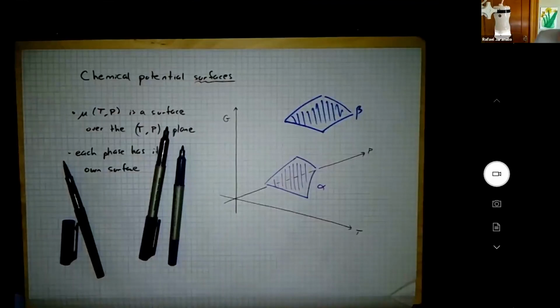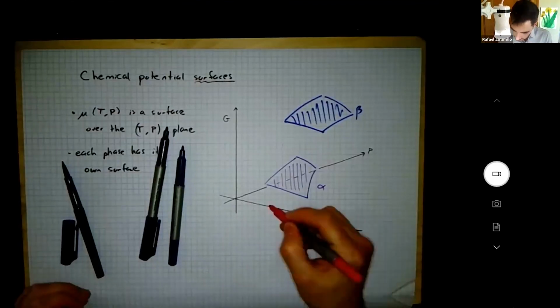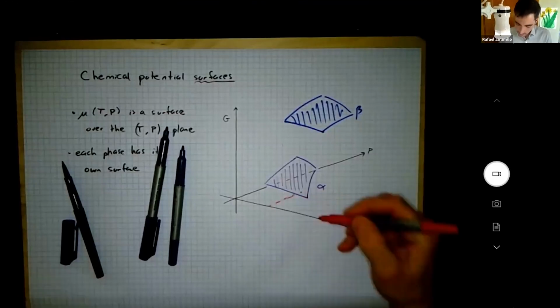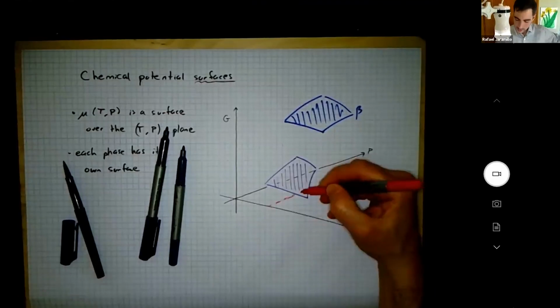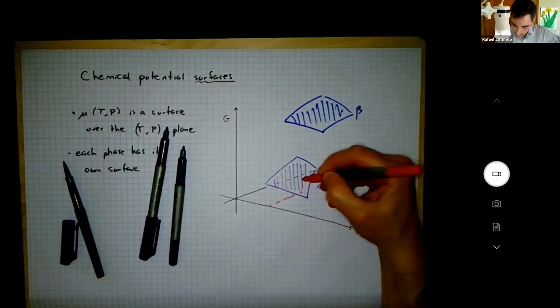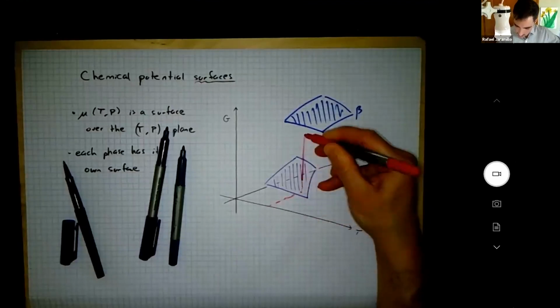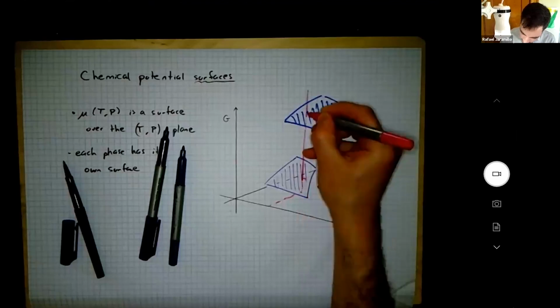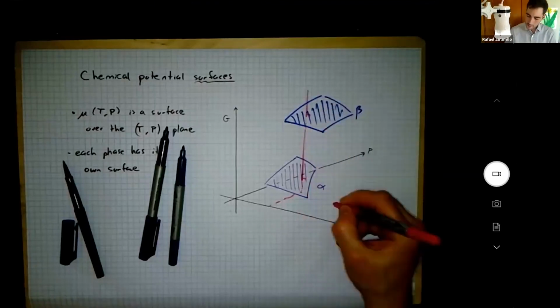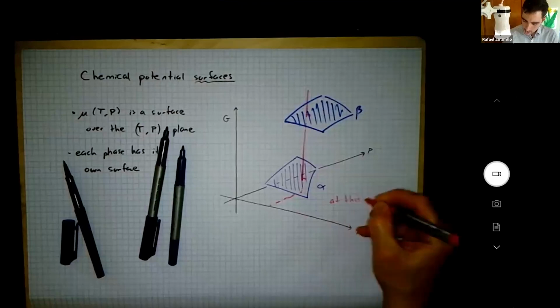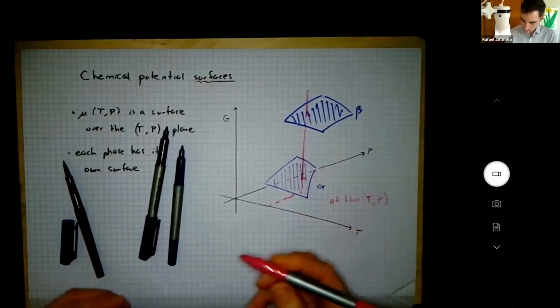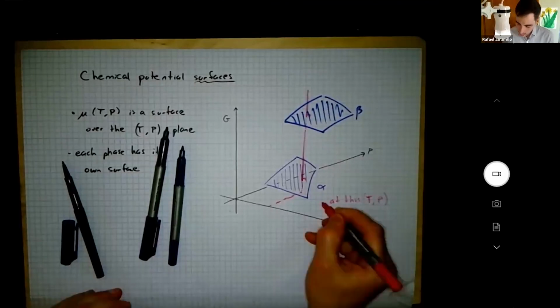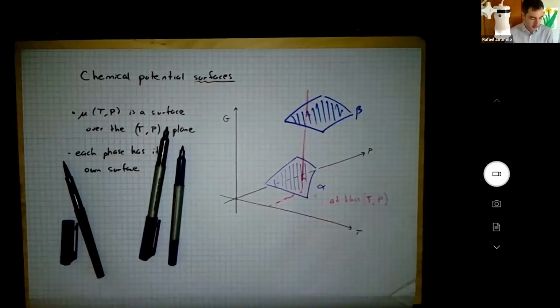I'll grab another color. Let's think about a pressure and temperature point down here. And if I draw a vertical line, I cut that surface, and then I cut that surface. And where I cut it, I'll draw a little mark there. All right, so at this T and P, oh, this pen is totally dead. At this point that I'm drawing with fading pink, let me just toss that marker onto the floor so I'm not tempted again. At that point, what's the equilibrium phase, alpha or beta?